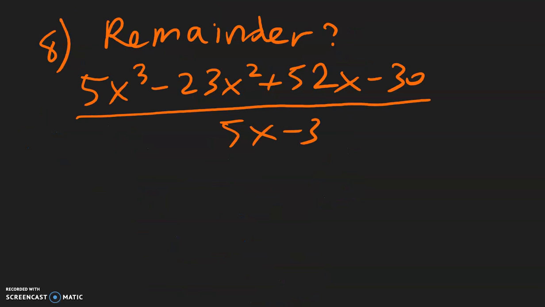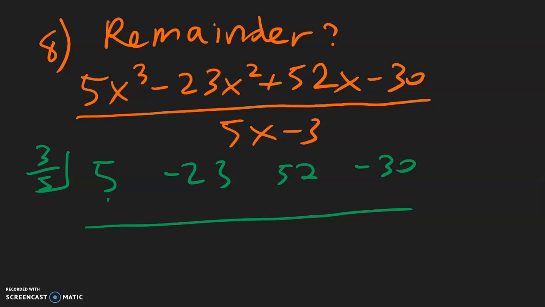For number 8, we are going to set the bottom equal to 0. So this negative 3, move it, becomes a positive 3. Divided by 5. So let's copy this down. So for the x cubed, we have 5. For the x squared, we have negative 23. For the x term, we have 52. And for the constant, we have a negative 30.